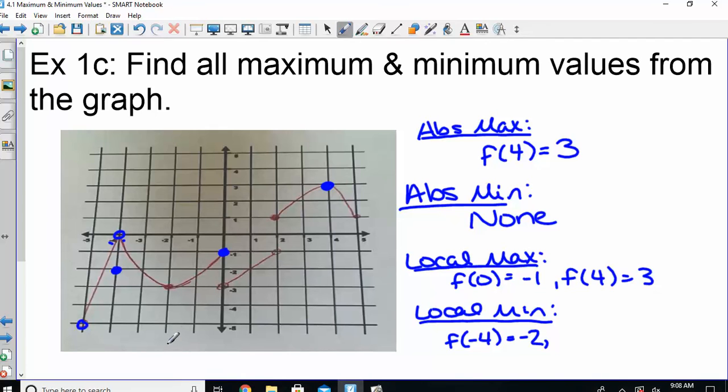Where else? f of -2 equals -3. At 0, this one would be, except it's open, so it doesn't count. This one wouldn't work because it's open. So that's it. Questions there?